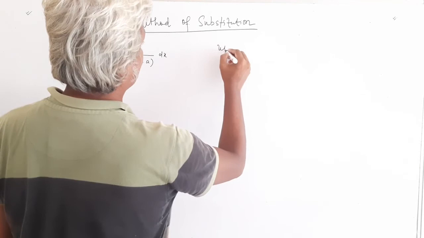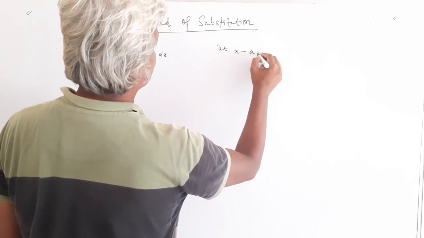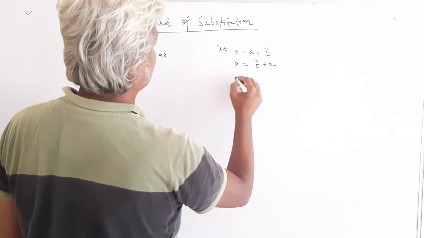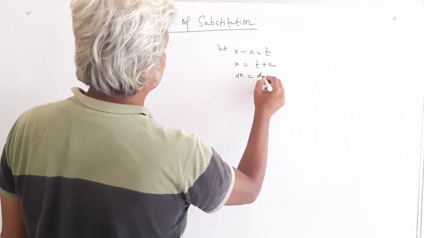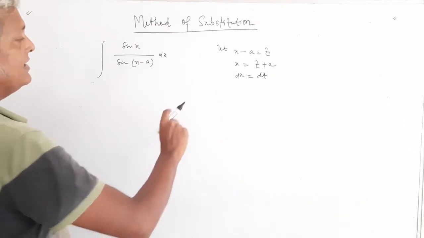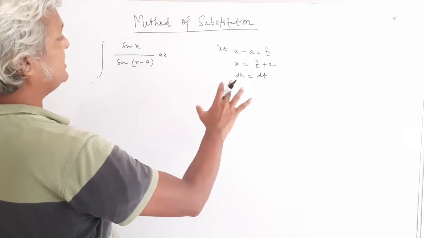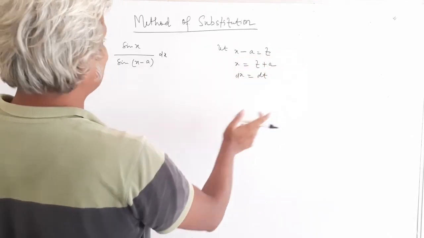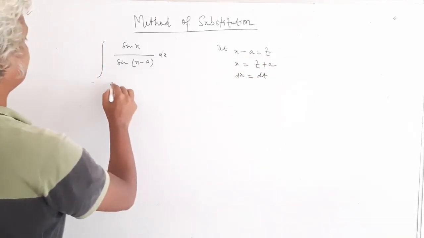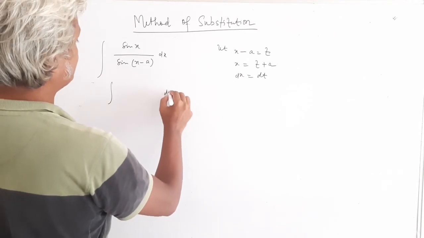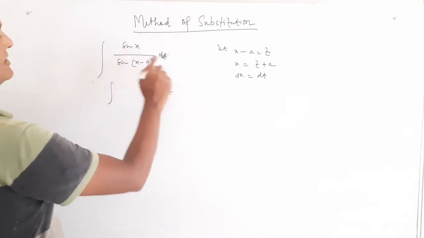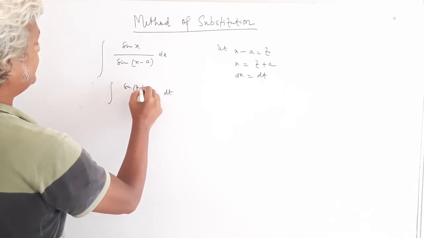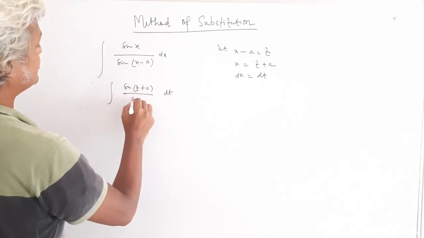So let x minus a be t, so x is t plus a, and dx equals dt. You are not finding any relation with t here, because it's just plain dx is dt. Now in place of dx you write dt. Now this x is t plus a, so this becomes sine of t plus a, over sine t.